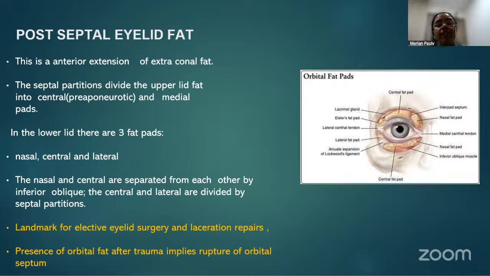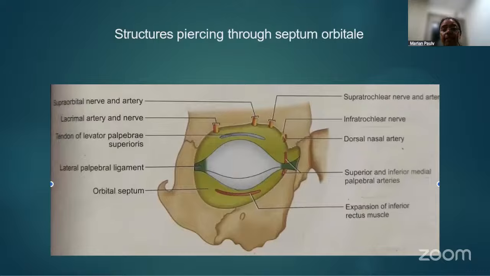Second thing is, when you pull the septum, you can feel a tug. That means the septum is attached to the orbital limb, whereas the levator, once you pull, will move along with your pull. So the attachment is far behind, at the orbital apex. Another thing is, presence of orbital fat in a case of trauma implies rupture of the orbital septum, and in that case you have to rule out injury to the levator muscle.